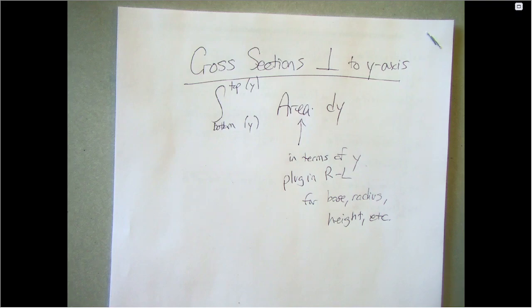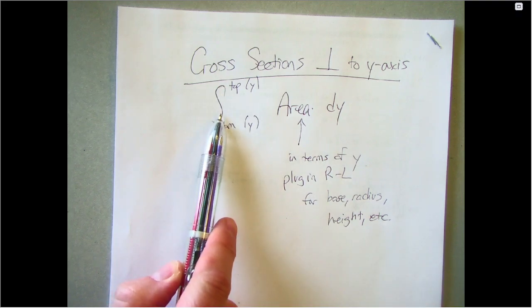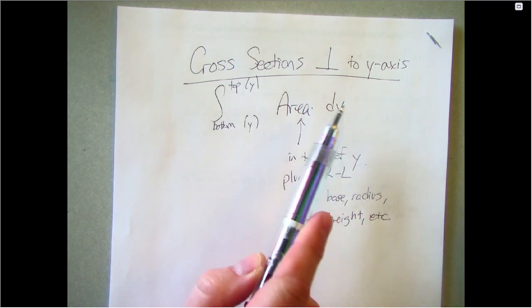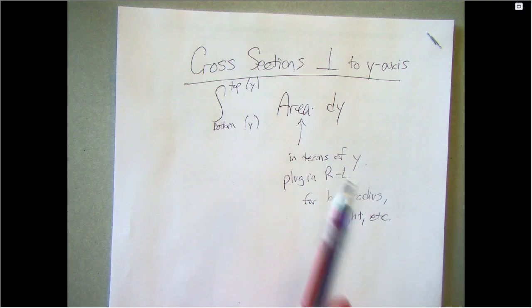So when we did this Monday, it was just like the reverse. This was left and right, and those are both x values. We still integrated the area, but it was times dx. Everything had to be in terms of x, and we plug in top and bottom. So it's just flipping your perspective.